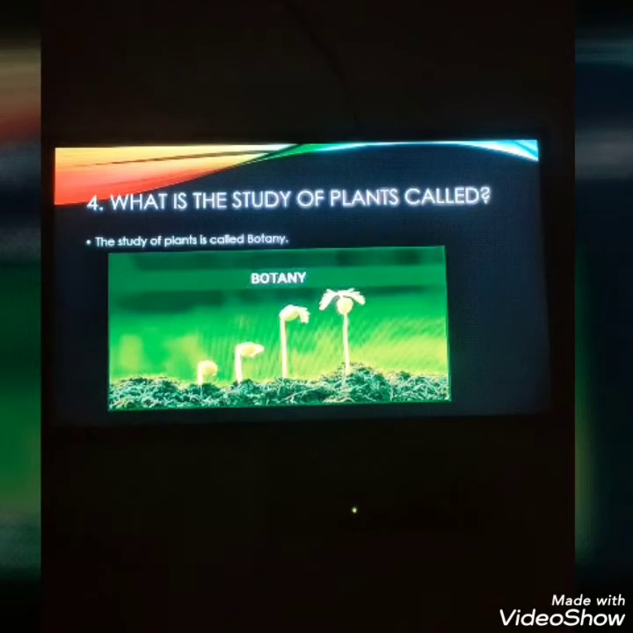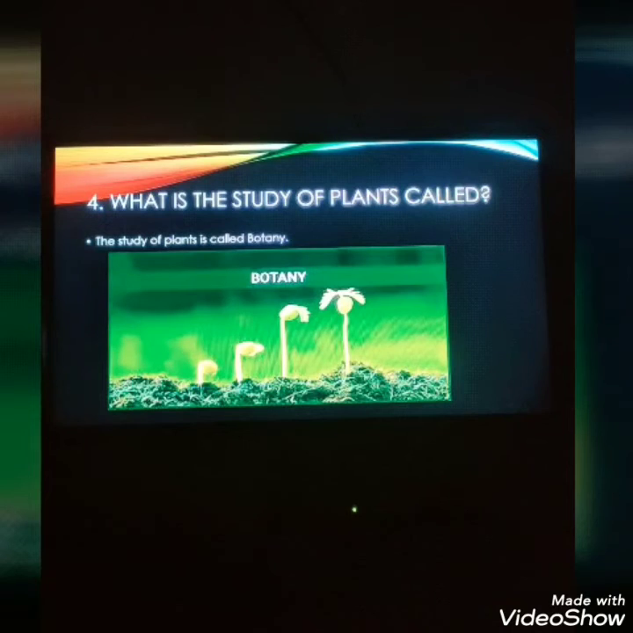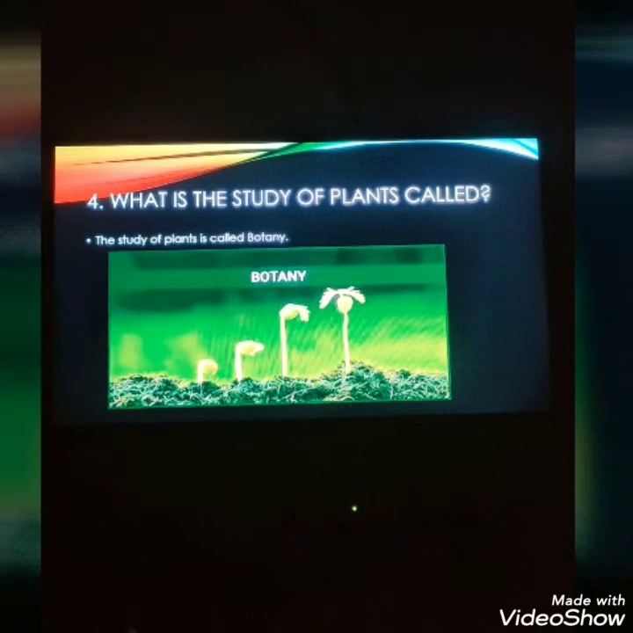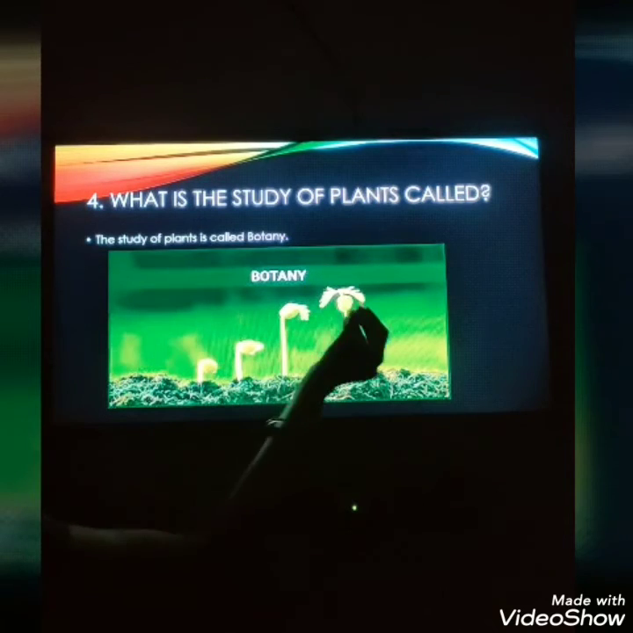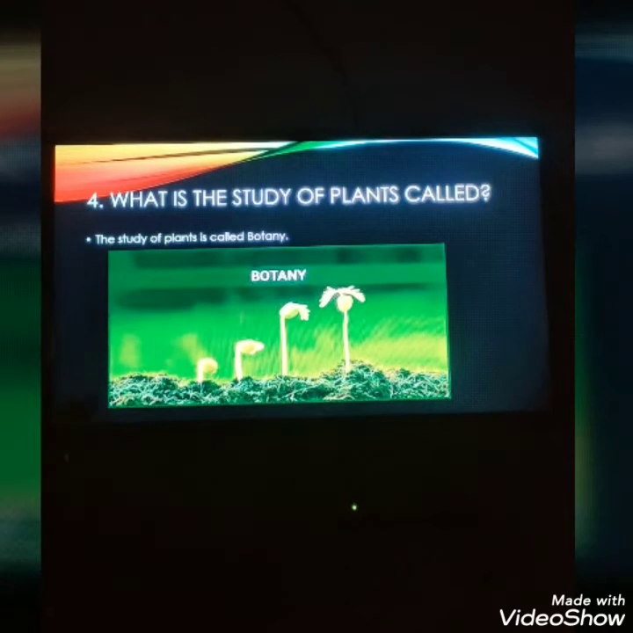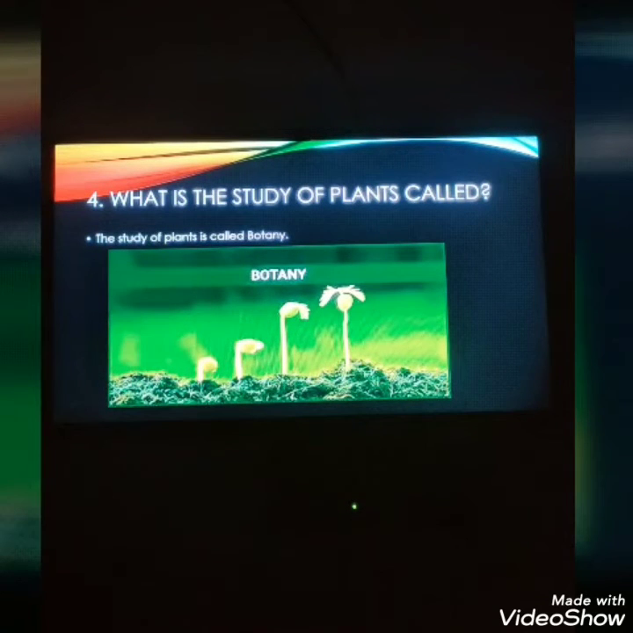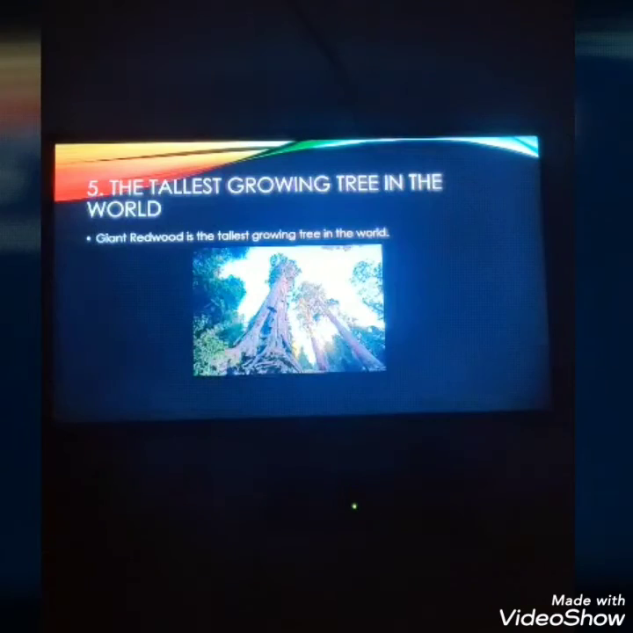Now the fourth one. What is the study of plants called? If someone asks you what is the study of plants called, you will say botany. In botany, we learn many things about plants: how they grow, what we call different parts of plants, and many more. You will learn about it in your higher classes. Just remember, the study of plants is called botany.